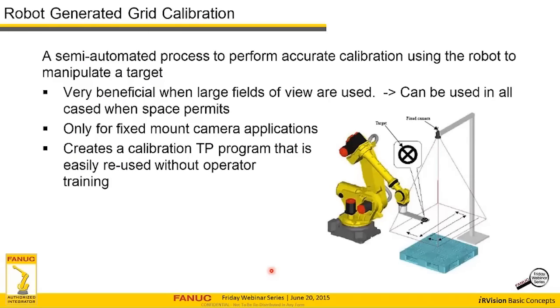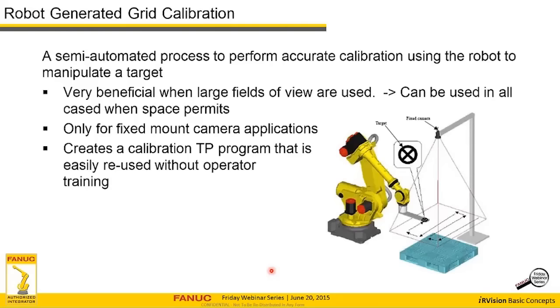We're almost ready to wrap up here, and the last thing I want to leave you with is robot-generated grid calibration. Now, robot-generated grid calibration is a semi-automated process. I would prefer to call it mostly an automated process to perform accurate calibration using the robot to manipulate a target. You're going to see that it's a great time saver and a much more accurate way to calibrate a camera, only, however, when the camera is fixed and when the robot can be made to reach in front of the camera with sufficient motion to move a target in space.